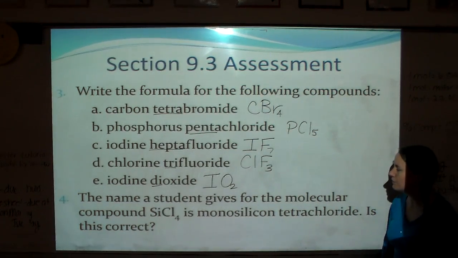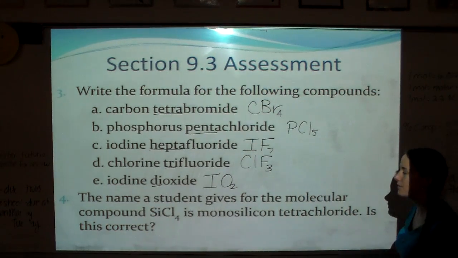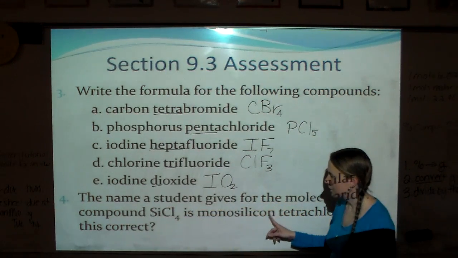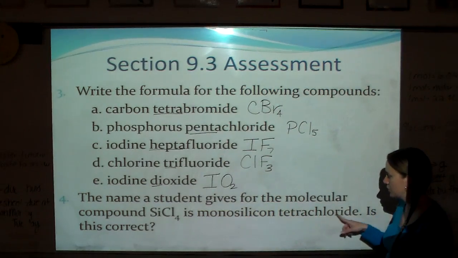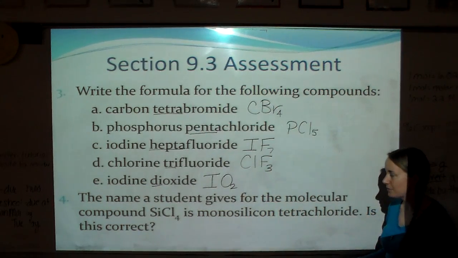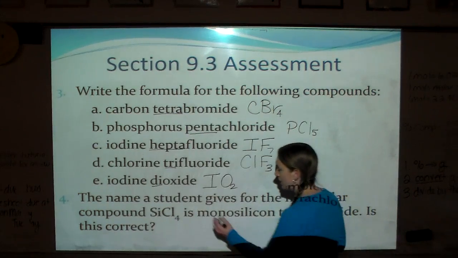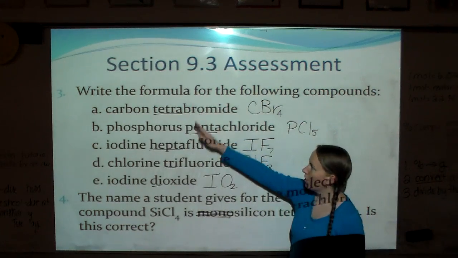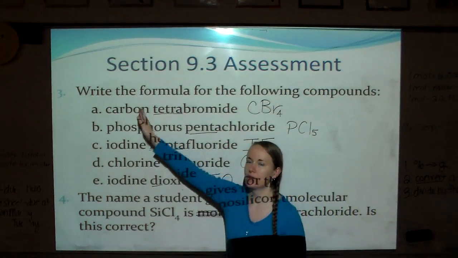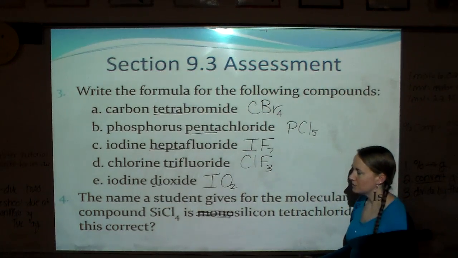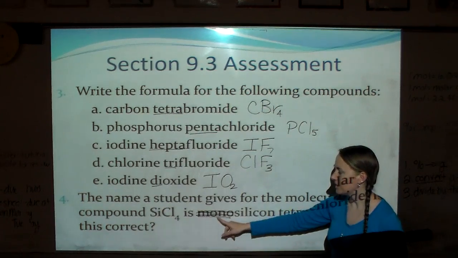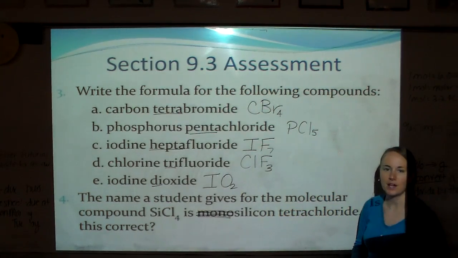All right, so let's look at the last one. The name a student gives for the molecular compound SiCl4 is monosilicon tetrachloride. Is this correct? Okay, well, we have 1 Si and they wrote monosilicon, and we have 4 Cls and they wrote tetrachloride. Is that right? It's not right. What's wrong with it? If the first one only has 1, you do not use mono as a prefix. Okay, see up here, all these, the first one had 1, and I don't have mono on any of them. However, the rest of it's right, so it should have just been called silicon tetrachloride. So what was incorrect about it? That mono at the beginning.